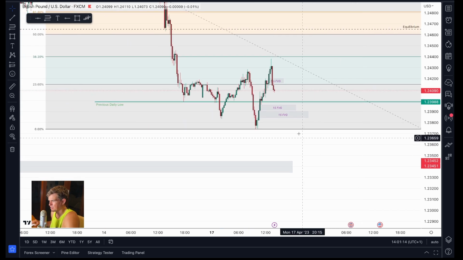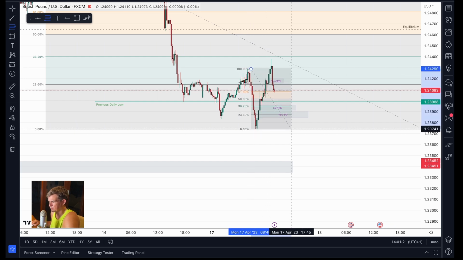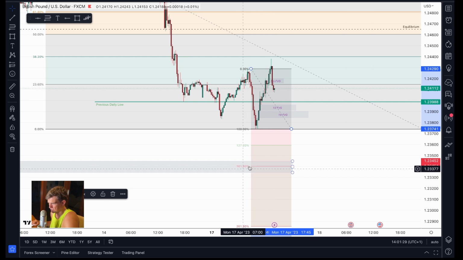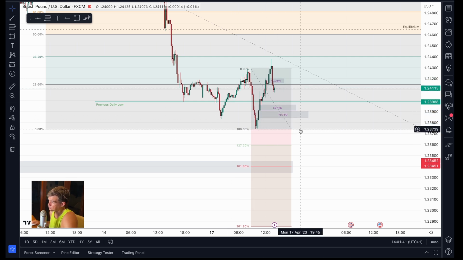Out of interest, if we drag from the top of the move there to the bottom of that move, and we change that to an extension, the 1618 sits exactly in that fair value gap on the 4 hour. So this would be an area where I would want to reposition. So now my thought process is, do I reposition here for them to come and break to the tops here, or here if this breaks to the low?